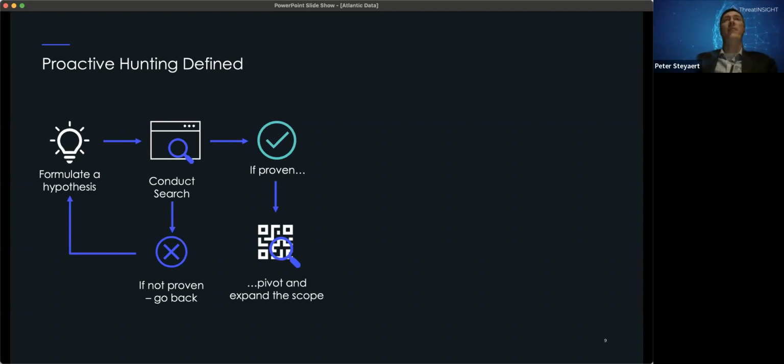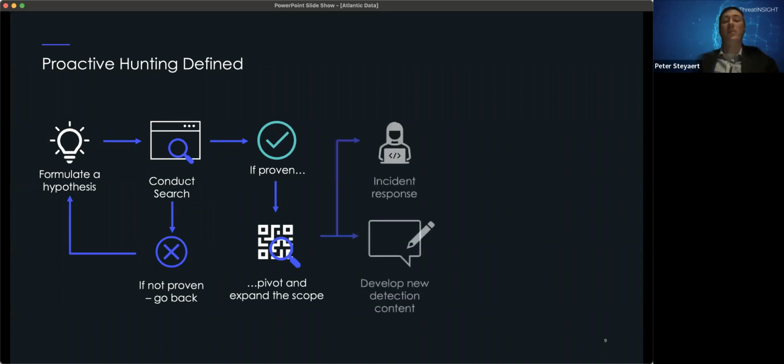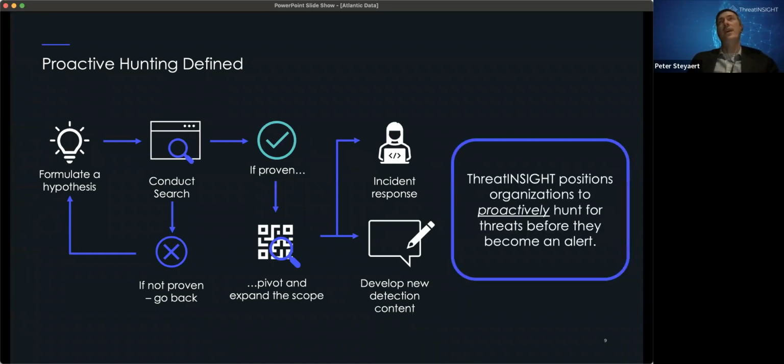I have a big pile of hay. I'm down to a pile of needles. Well, which needle do I need to pull out next, right? Do I need to get incident response involved? Do I need to develop a new detection, a new common for what's happening here? And with that, Threat Insight allows you to actively pursue that information and move forward from there.